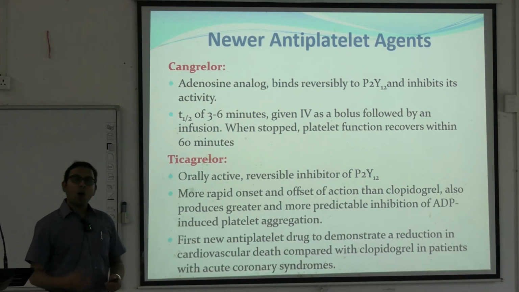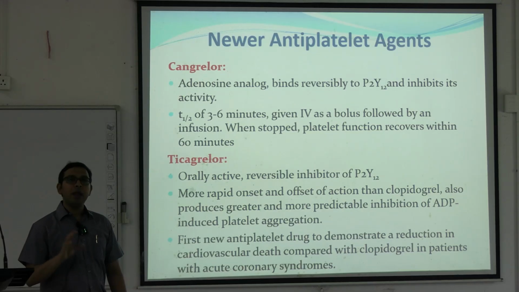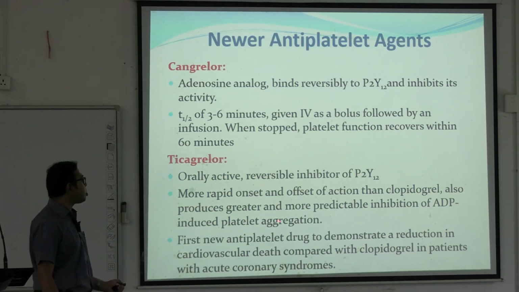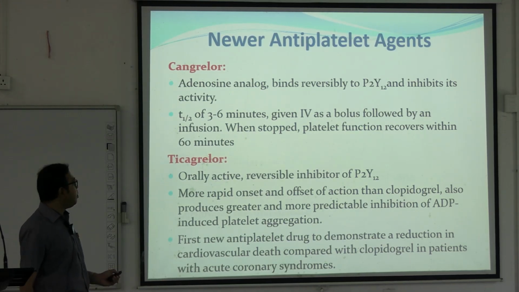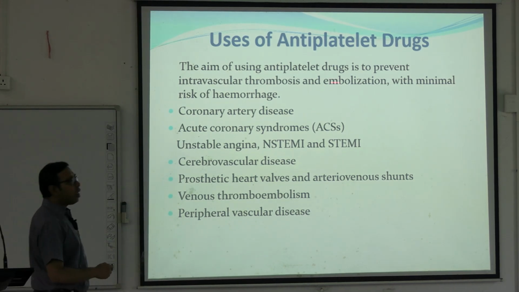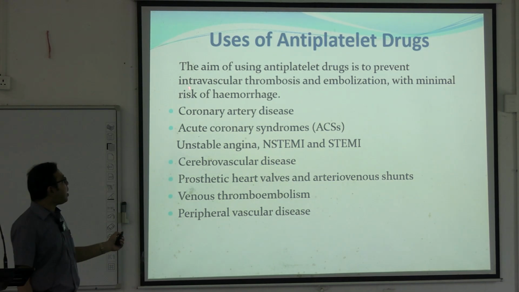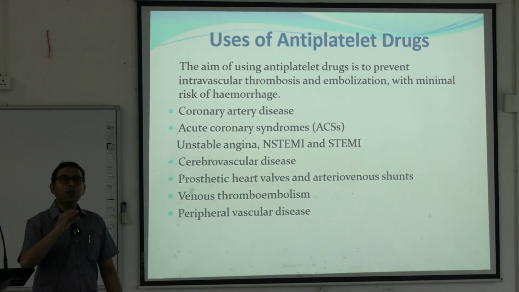Okay. So newer antiplatelet drugs like cangrelor and ticagrelor are there. Cangrelor and ticagrelor also act in a similar way to clopidogrel, that is, they are purinergic receptor inhibitors. Usage is more or less similar, mainly in acute coronary syndromes. They can be used with aspirin, they can be used instead of clopidogrel, otherwise more or less similar. So the aim of using antiplatelet drugs is to prevent intravascular thrombosis, that is, thrombosis within the vessels.